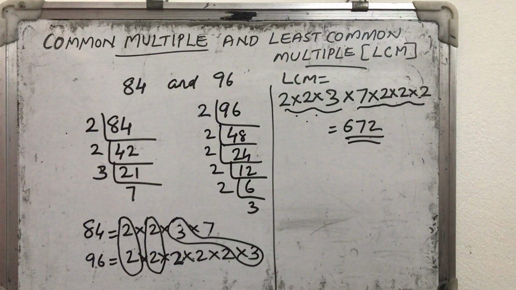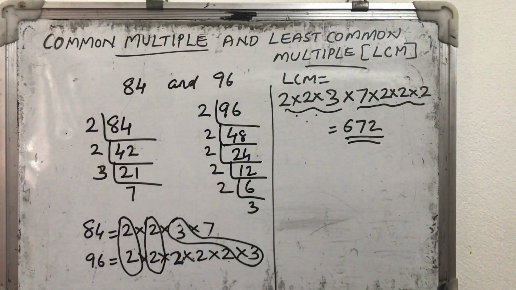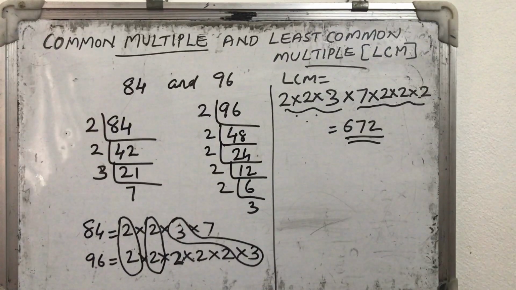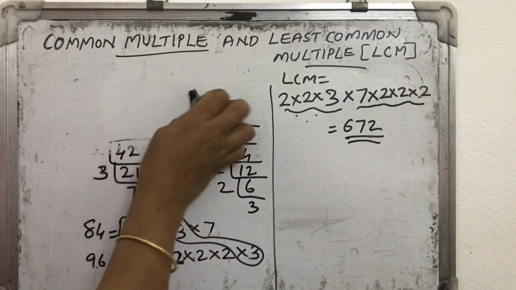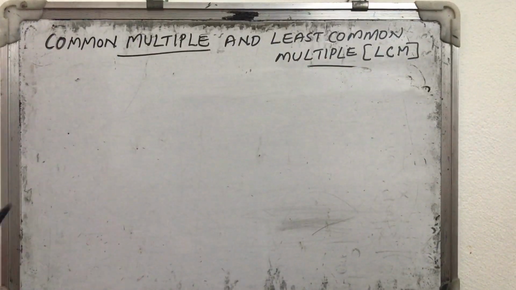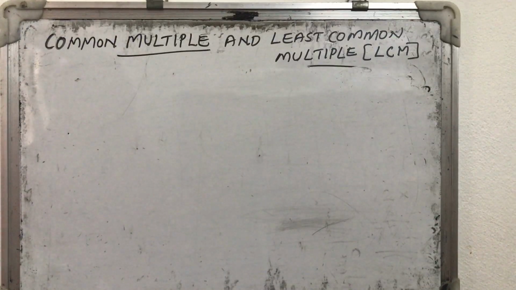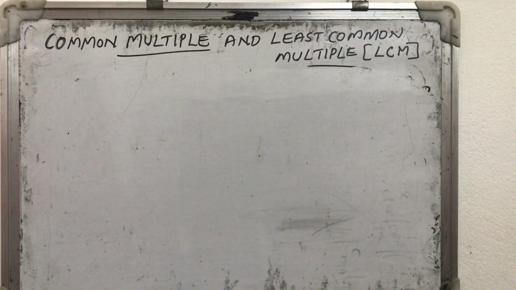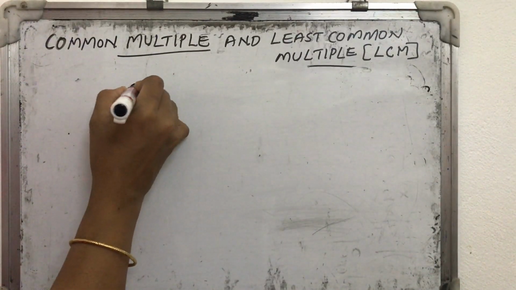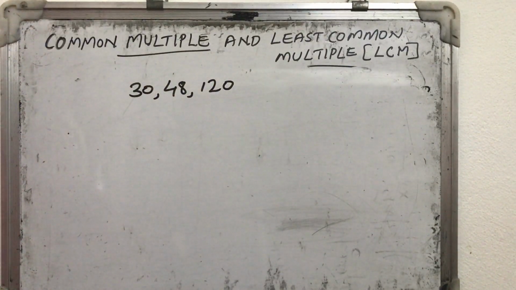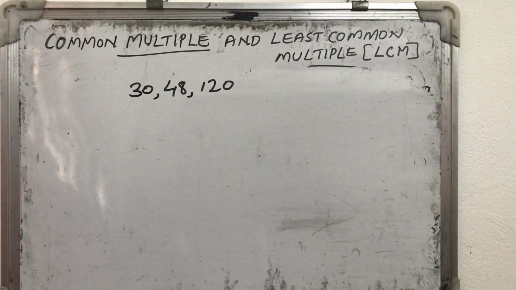Next, there is another method also. Just like HCF, we can find LCM using the common division method. Okay, common division method. For that, one example, please listen how we can find the LCM of 2 or 3 numbers. We can find it using the common division method. For one example, we want to find the LCM of 30, 48, 120. How do we find HCF using the common division method?